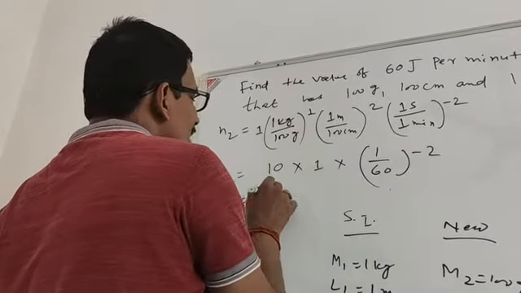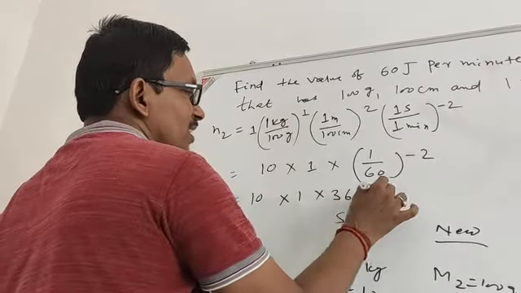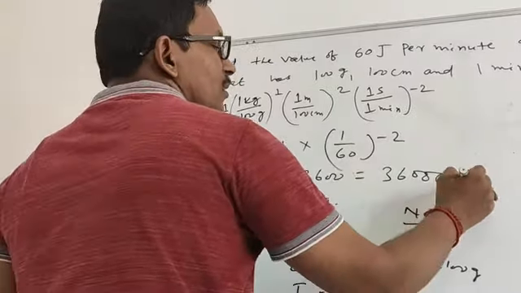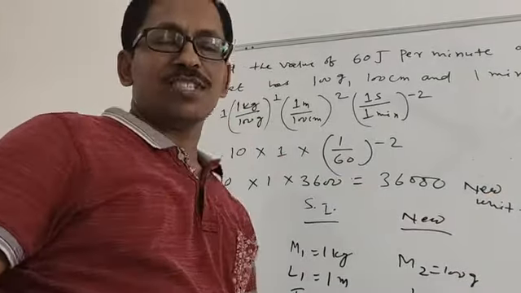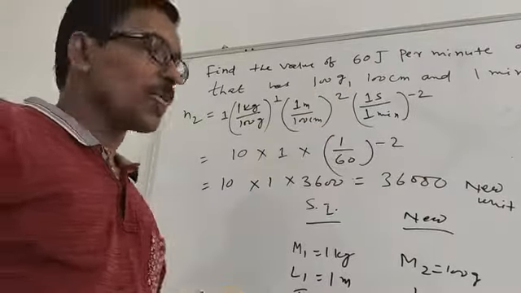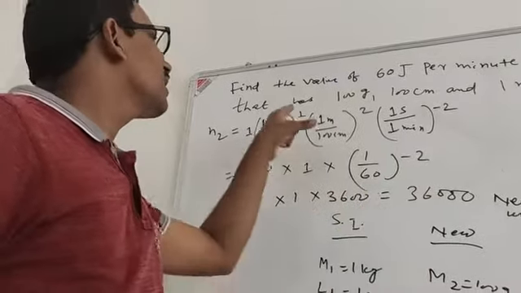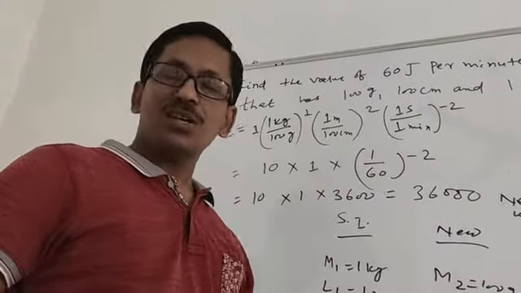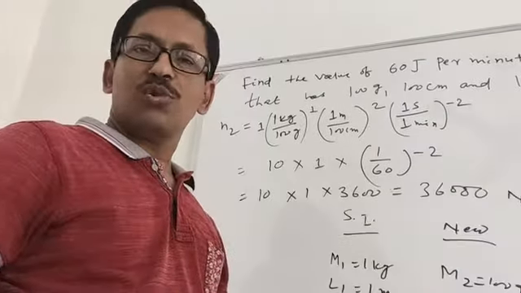That is equal to 10 into 1 into 60 to the power 2. So that is 3600. So it will be 36,000 new unit. We don't know what is the name of the unit. It is not a standard unit. So in the new system, the value of 60 joule per minute is 36,000. The numerical value is 36,000 if I take 100 gram, 100 centimeter and 1 minute as the fundamental unit. So this way you can solve many more questions.